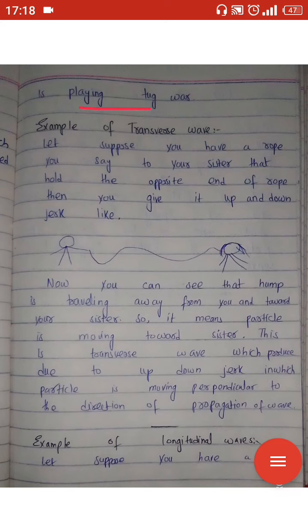For example, of the transverse wave. Let's suppose you have a rope. You say to your sister to hold the opposite end of the rope. Then you give it an up and down jerk like this. You just give it a down jerk or you can give it an up jerk. Okay?